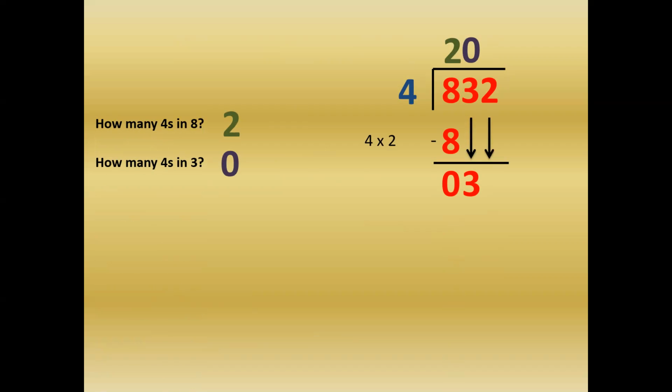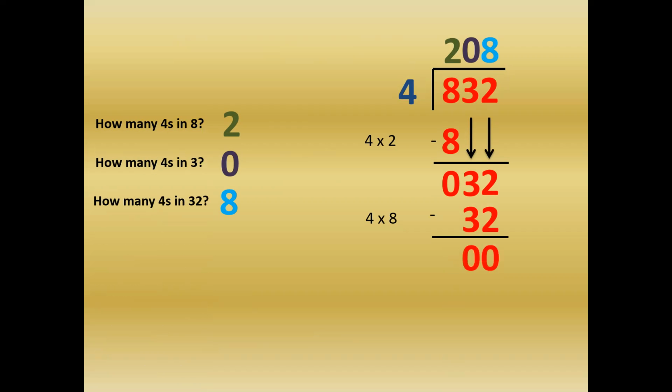So we have to bring down our 2. How many 4's in 32? 8. So we put an 8 above the 2. 4 times 8 is equal to 32. We subtract 32 minus 32, which is equal to 0. So that means our answer is 208.